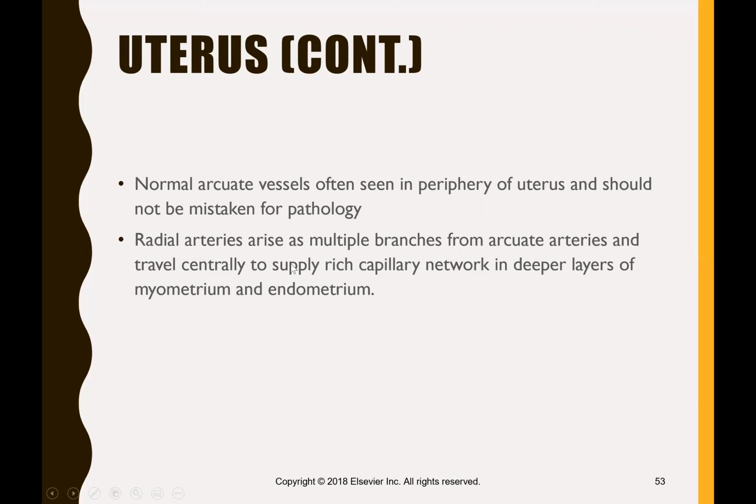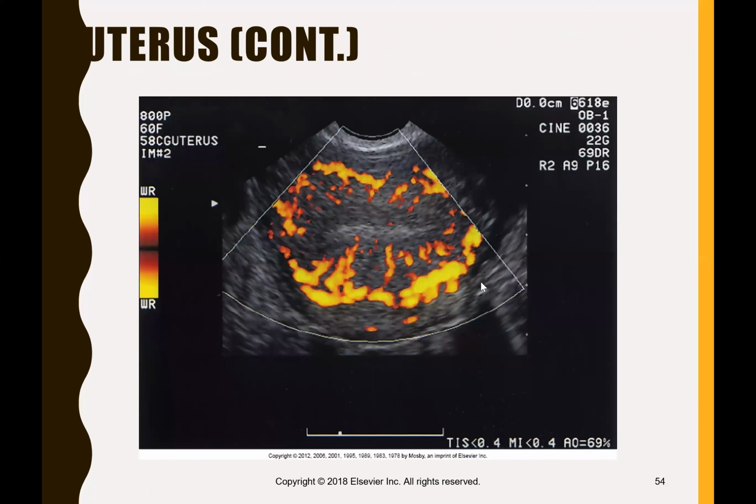And the radial arteries arise from the multiple branches of arcuate arteries and then travel to the deep layers of the myometrium and endometrium. So it's just such a vascular little organ. Here are all of the vascularity of your uterus. Now you can also Doppler your own uterus and see these beautiful vessels that supply the endometrium.